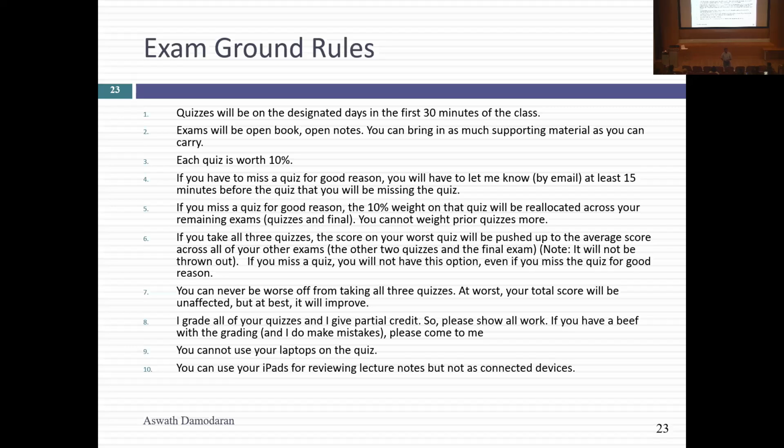I'll throw the third quiz out and give it a 100% grade, because that's what you got in the remaining exams. So that's like a small bonus for taking all three quizzes. So what I'm trying to say is, take the quizzes, even if you feel a little unsettled. It's better to take a quiz than not take a quiz. But if you really have to miss a quiz, it's not the end of the world.